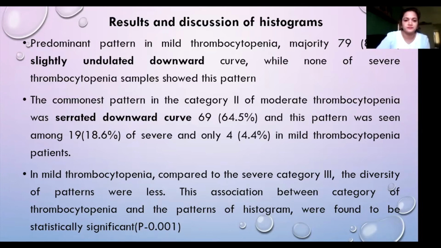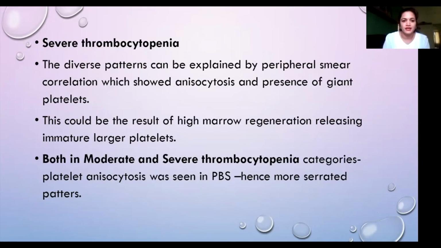0.0011. And now, the diverse pattern in severe cases of thrombocytopenia can be explained by the peripheral smear correlation, where we saw anisocytosis in majority of these cases and many had giant platelets. This could be the result of high marrow regeneration, which releases the immature larger platelets and hence resulting in more anisocytosis and more abnormal platelet histogram curves.